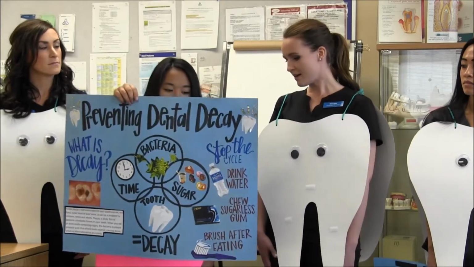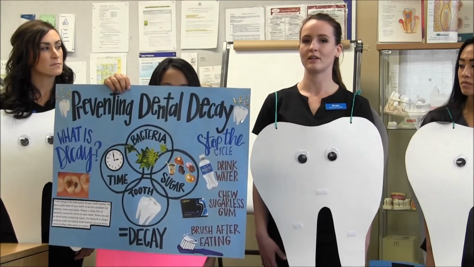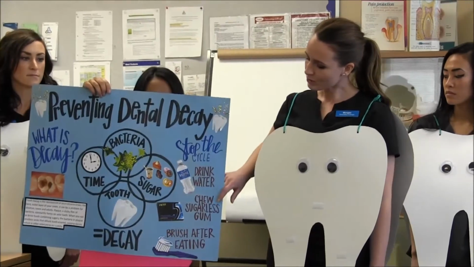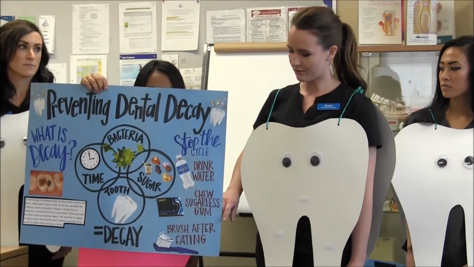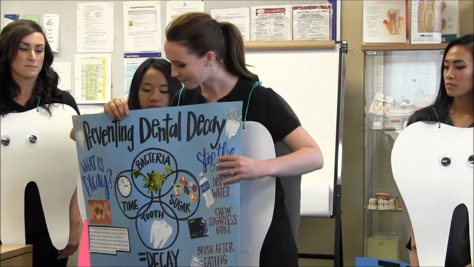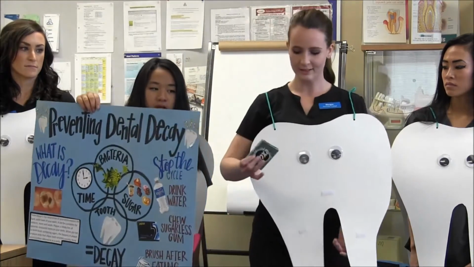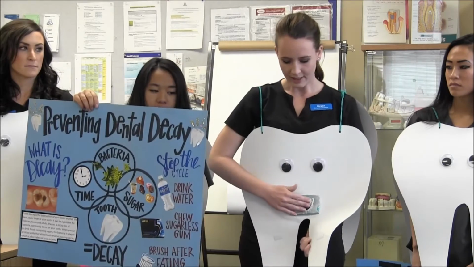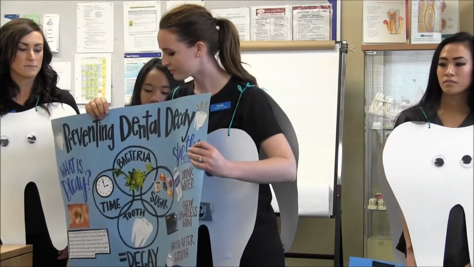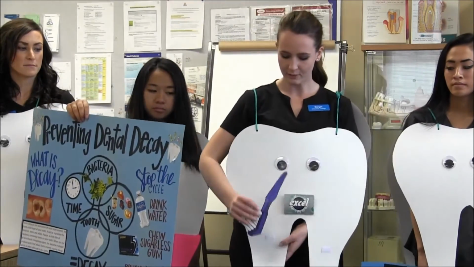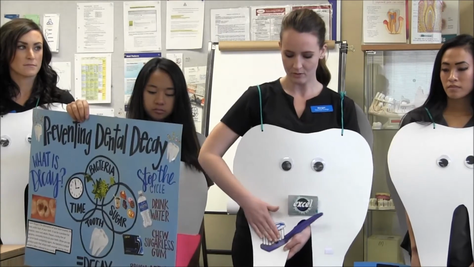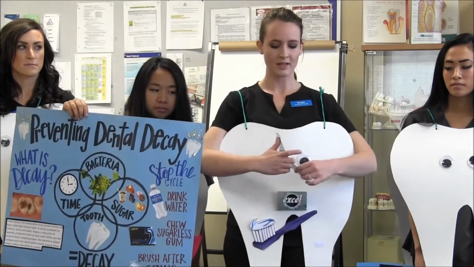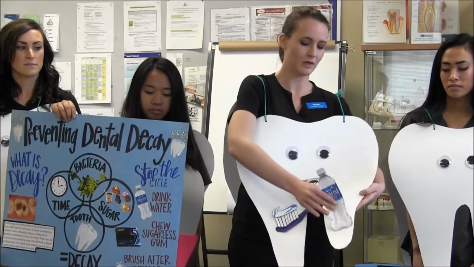pain. The good news is that you can stop the production of the acid in your mouth by drinking water after you eat, or chewing sugarless gum, or brushing after eating. So when you chew sugarless gum, it activates the saliva in your mouth, which will help protect your teeth. Brushing and flossing will clean away any food, sugars, and acid, as well as drinking water will wash it away as well.